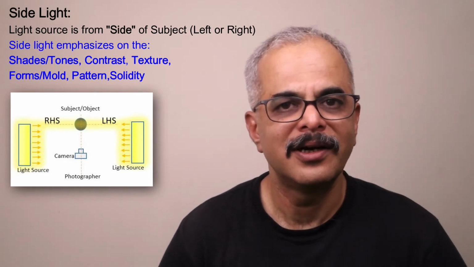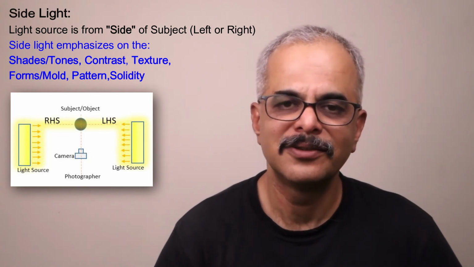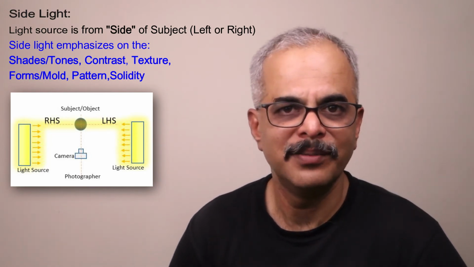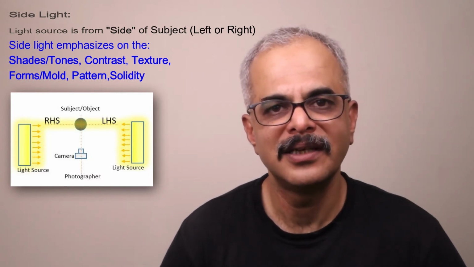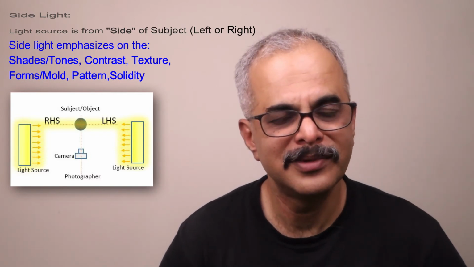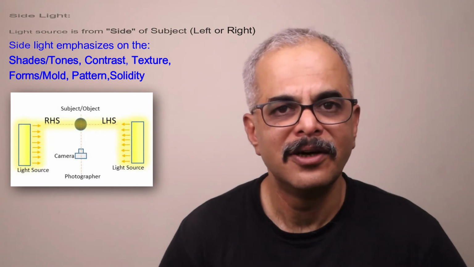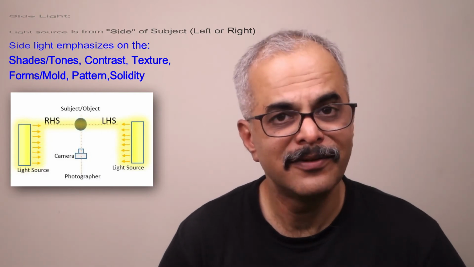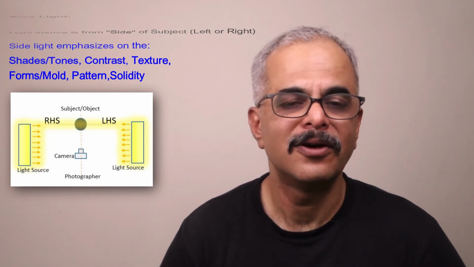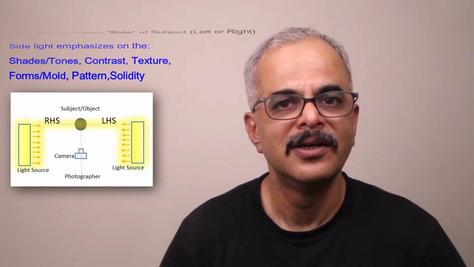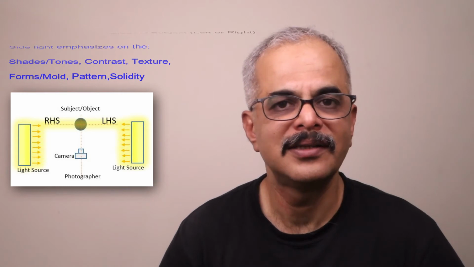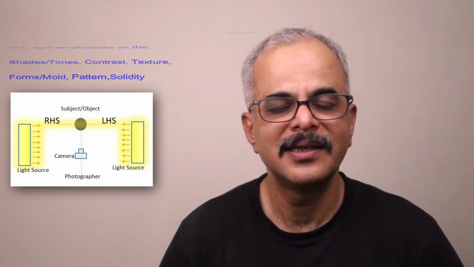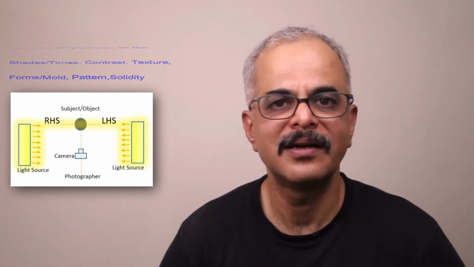So in short, what does the side light emphasize? Side light emphasizes mainly the molds of a subject or an object. It emphasizes the forms of a subject or an object. It emphasizes the texture of a subject or an object, and also it emphasizes the highlights and shadows, which we can also call tonality. So these are the physical attributes which are indicated by the side light.